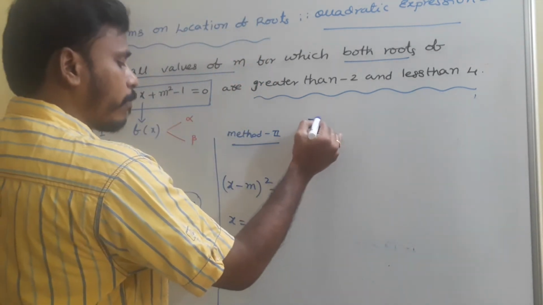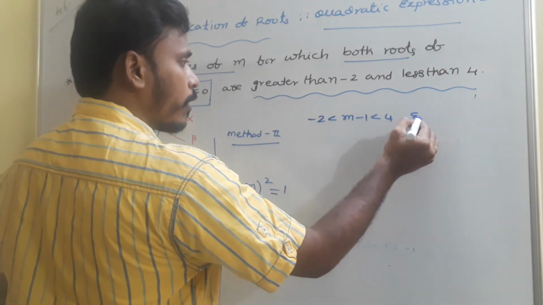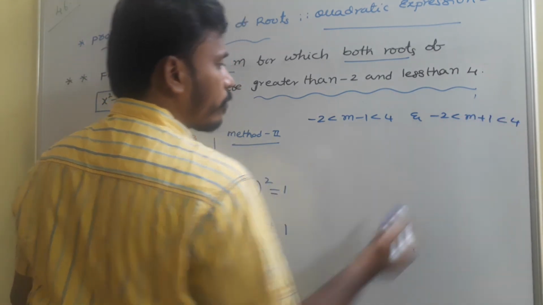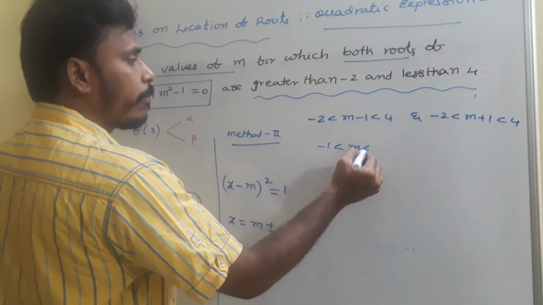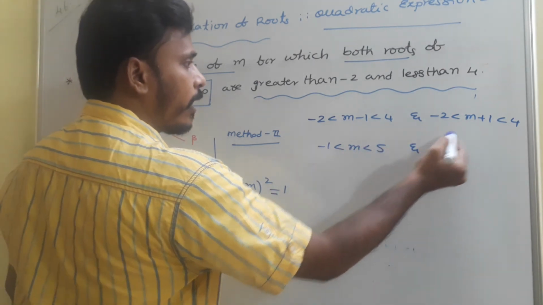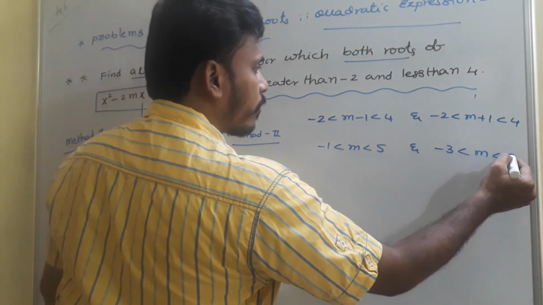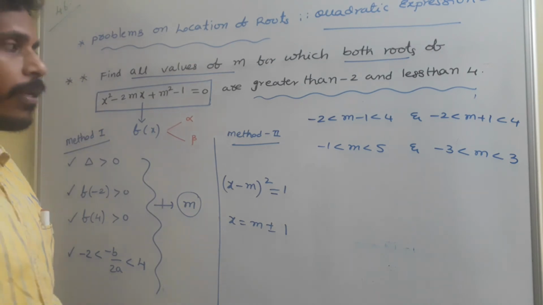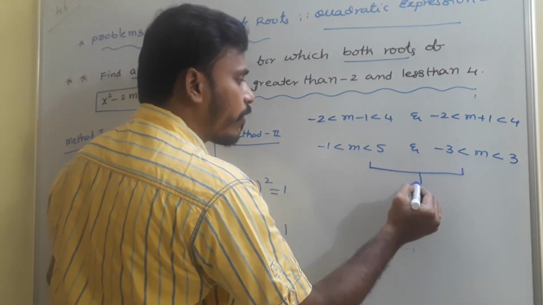So now I have that minus 2 less than m minus 1 less than 4 and minus 2 less than m plus 1 less than 4. See, add 1: minus 1 less than m less than 5, and add minus 1: minus 3 less than m less than 3. Minus 1 and minus 1, right? Minus 3 less than m less than 3. And in essence, these two should happen. These two together must happen.